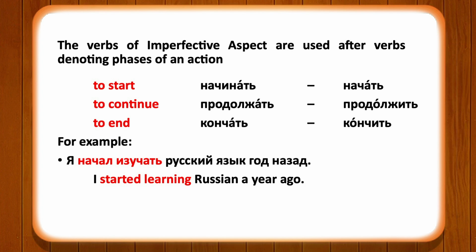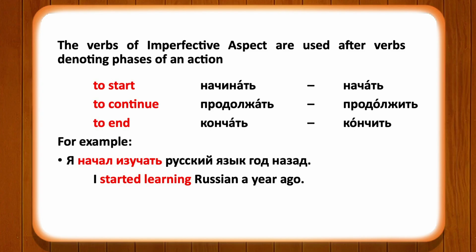Similarly, to continue, продолжать, продолжить. The verb продолжать, продолжить means to continue. The second verb that may be used with these verbs will also belong to the imperfective aspect. Again, an imperfective verb may also be used with a verb denoting phases of action like кончать, кончить. Кончать, кончить denotes the completion of an action, to end. So the second verb that you may use with these verbs will also always be from the imperfective aspect.